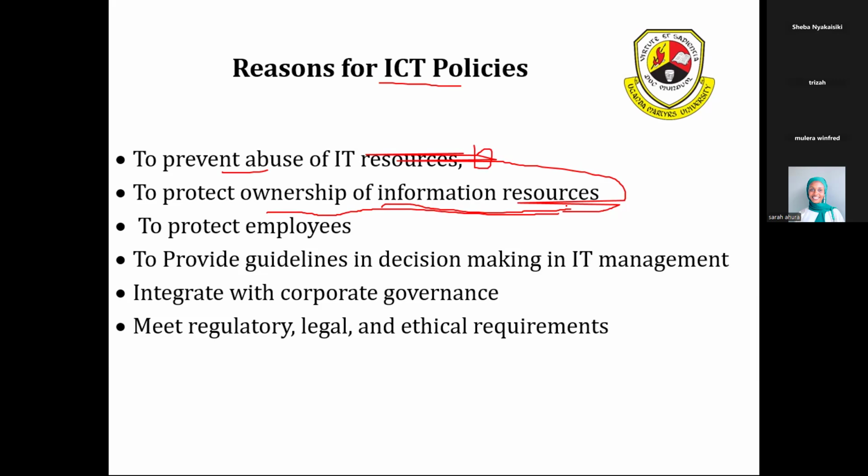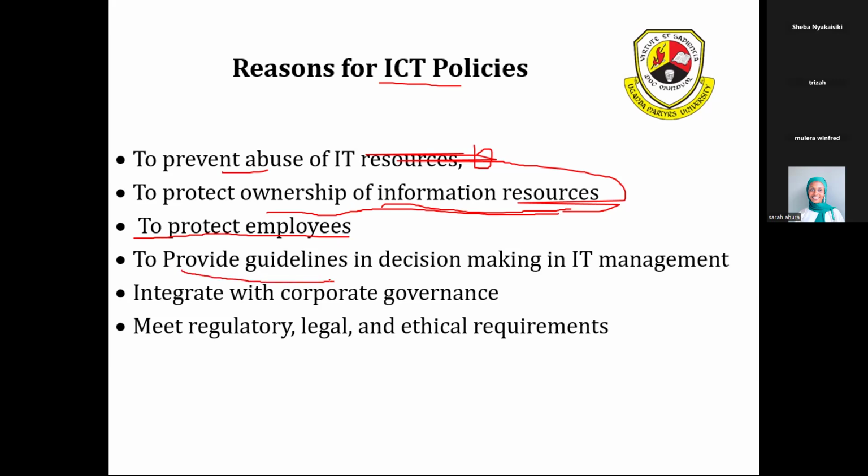So the policy is there for that too. It's also there to be used for its rightful resources. And that's why, primarily because ICT handles the information resources, to protect employees so that an employee knows this is what I can do, this is what I cannot do. It is a guide. And to ensure that they actually carry out the work they are supposed to carry out to help the organization achieve its overall organizational goal.